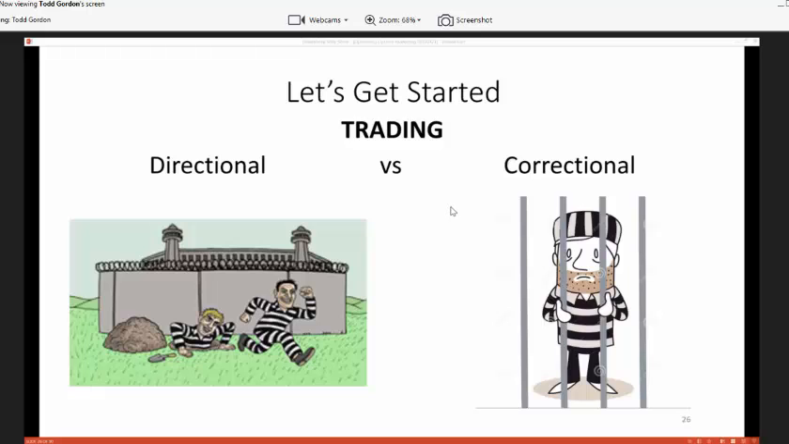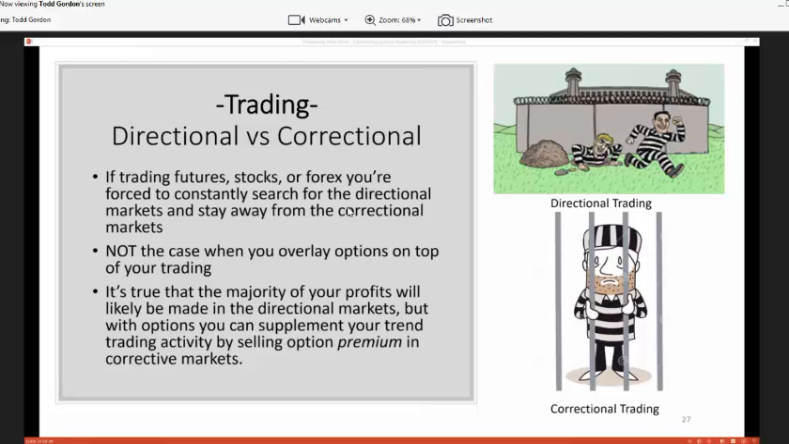So let's get started. Trading. There's 2 ways to trade, okay? Directional versus correctional. Directional, you want to buy something and have it move up, or you want to short something and have it move down, okay? If you're trading futures, stocks, or forex, you have to be absolutely right in your assessment of the direction, and only trade in markets that are directionally trading.